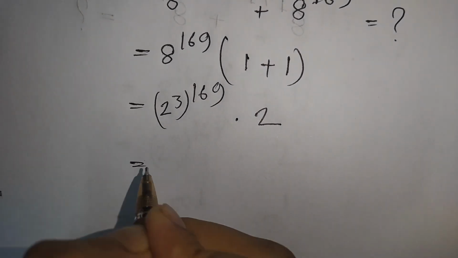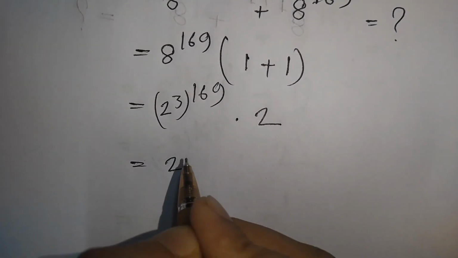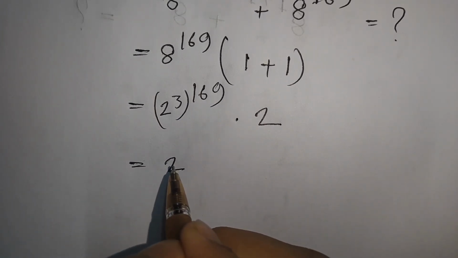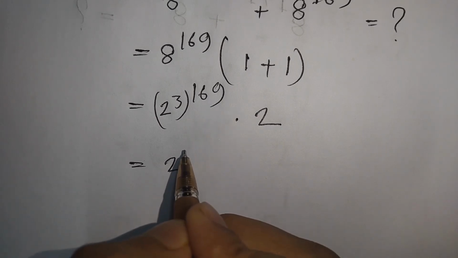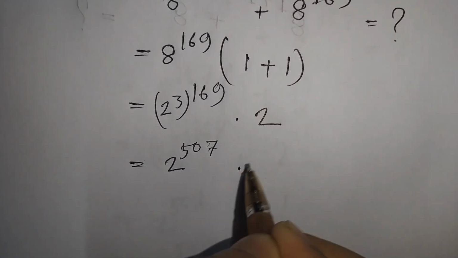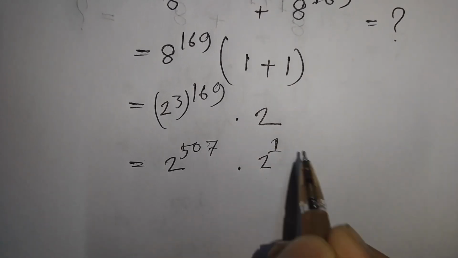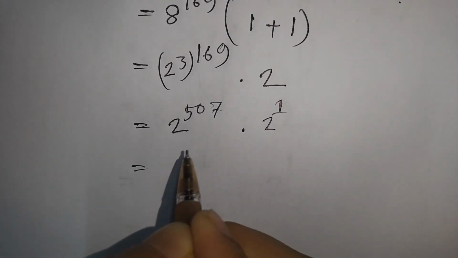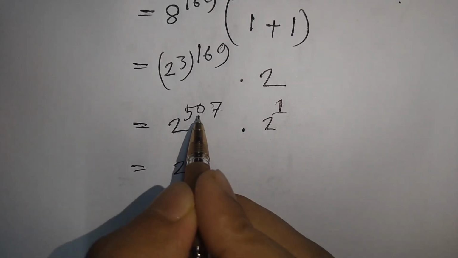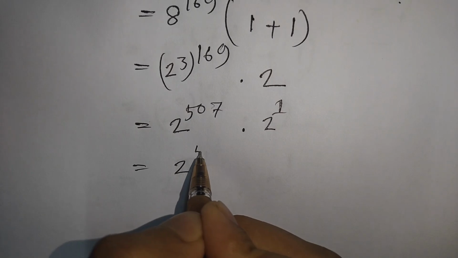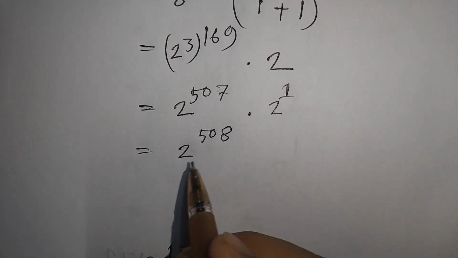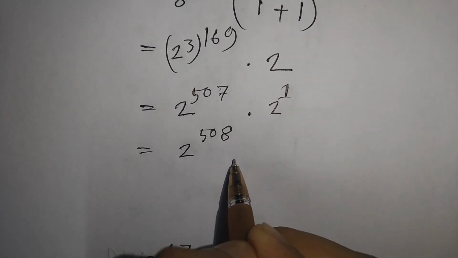Now 2 to the power 3 times 169, that means 3 times 169 is 507, times 2 to the power 1. Now we see that 2 is the same base but different powers, so we can write it 2 to the power 507 plus 1, that means 508. So 2 to the power 508 is the correct answer.